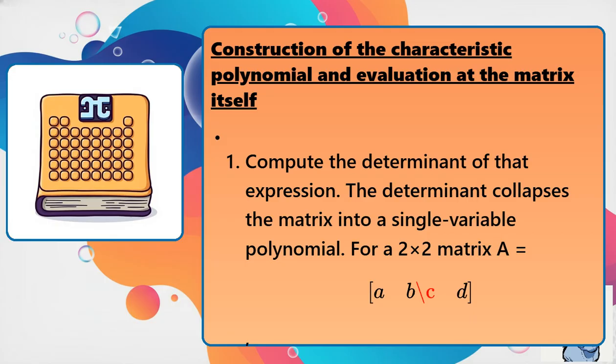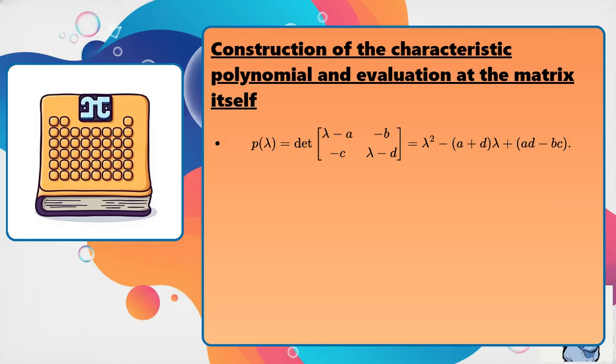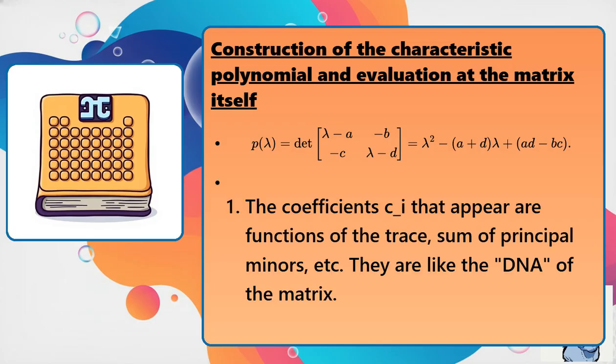For a 2 by 2 matrix, A = [[a, b],[c, d]], p(λ) = det [[λ − a, −b],[−c, λ − d]]. This expands to λ² − (a + d)λ + (ad − bc). Step 3. The coefficients c_i that appear are functions of the trace, sum of principal minors, and so on. They are like the DNA of the matrix.